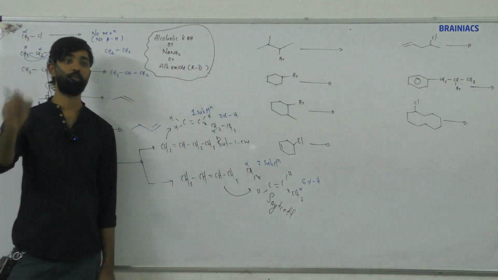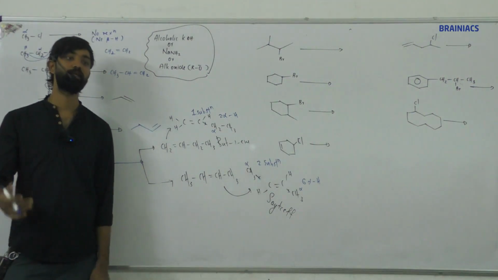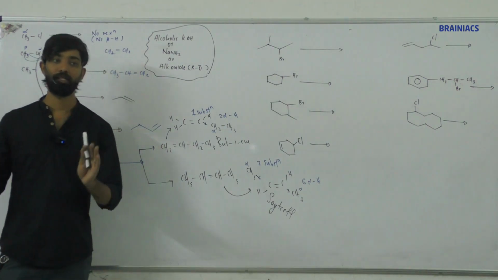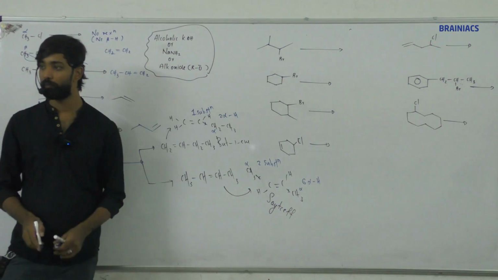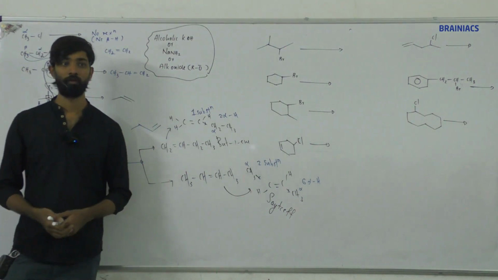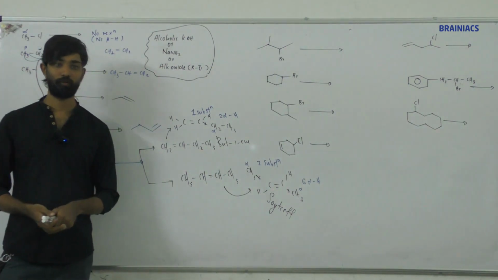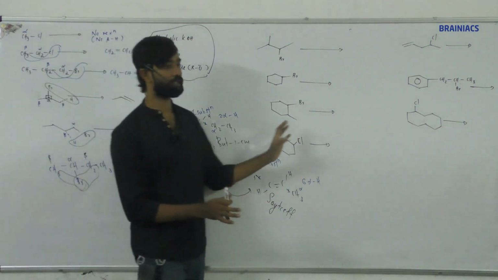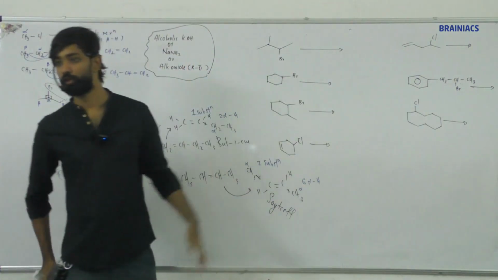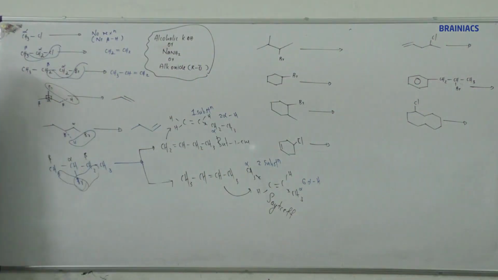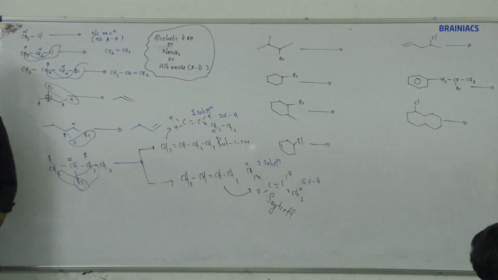Okay. So the actual meaning of Saytzeff's rule is: more substituted alkene is the major product, meaning the more stable alkene will be the major. Substitution is not always the criterion. Stability is the criterion. That will be clear from the other examples.